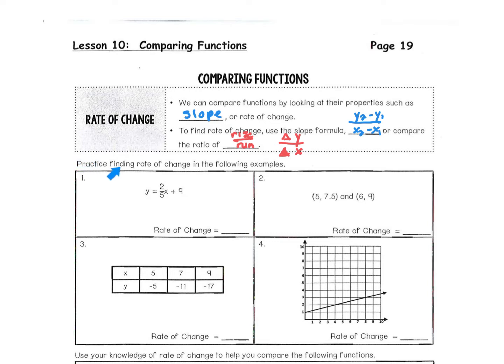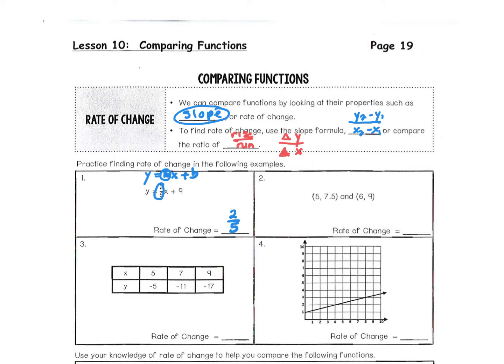So this says practice finding the rate of change for the following example. So we're going to look at 4 different scenarios. The first example, all we're given is an equation. And if you recall, when we're given an equation, we can find the slope because we have what's called a slope-intercept formula. So the m, the coefficient of x, the number in front of x, is the slope, also known as the rate of change. So the slope in this case is 2/5.